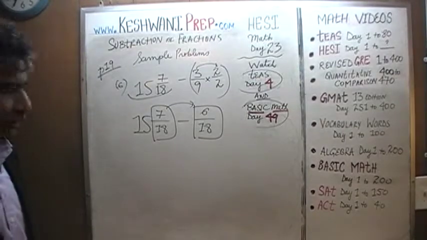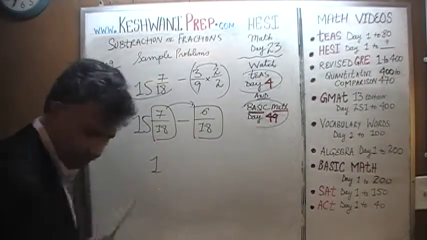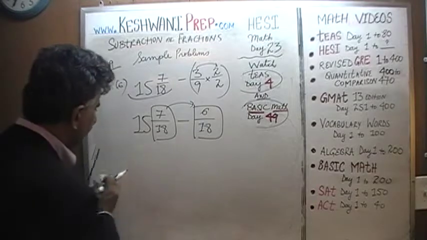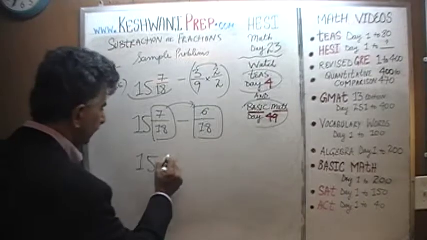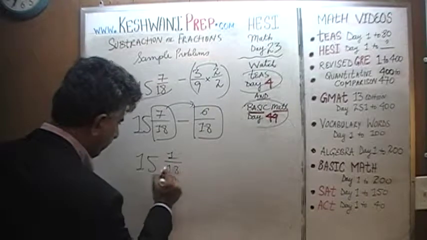So the final answer is going to be the 15, because we have not done anything with the 15. And then 7/18 minus 6/18 is just 1/18. Voila.